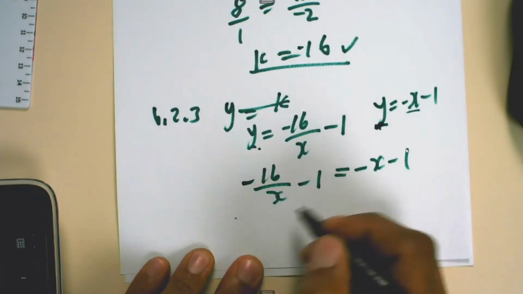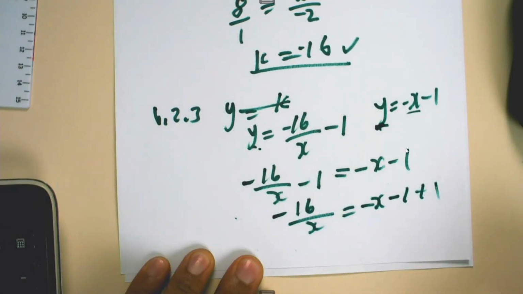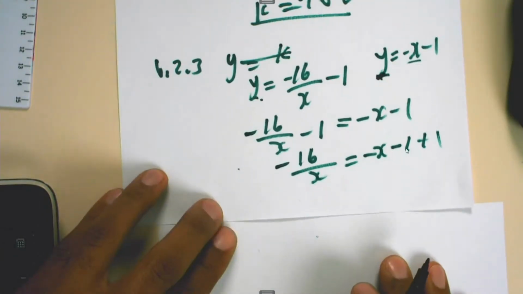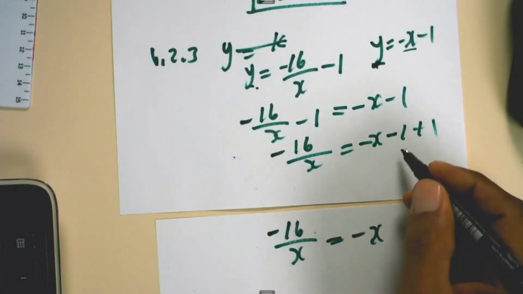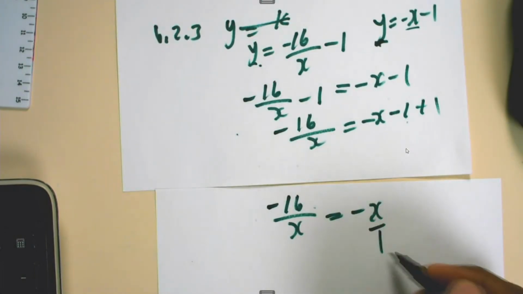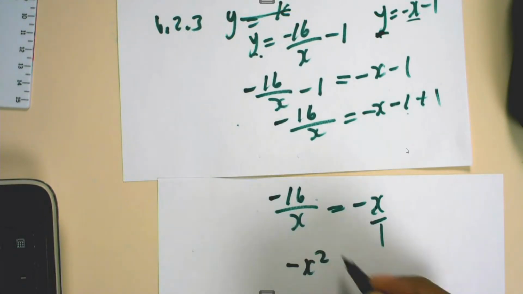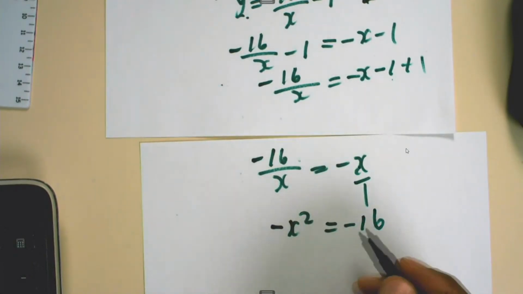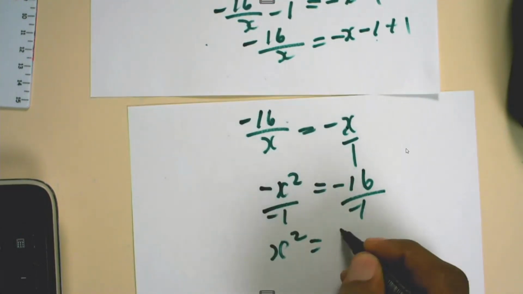Okay, then from there, take 1 to that side. Minus 16 over x equals minus x minus 1 plus 1, right? And thereafter, what do you have? Minus 16 divided by x equals minus x, because minus 1 plus 1 is 0. So this is over 1. Cross multiplication: minus x times x gives me minus x squared, and this equals minus 16, because that is 1 times that. Then I can divide both sides by minus 1. Therefore, x squared equals 16.